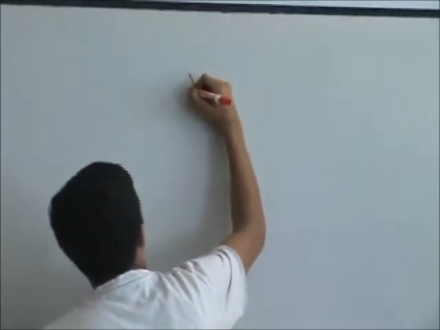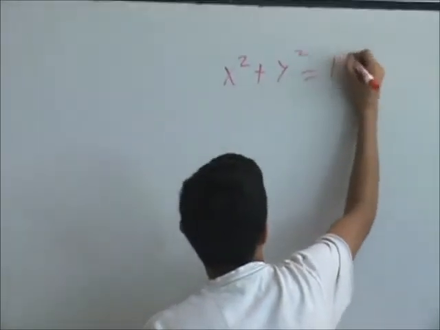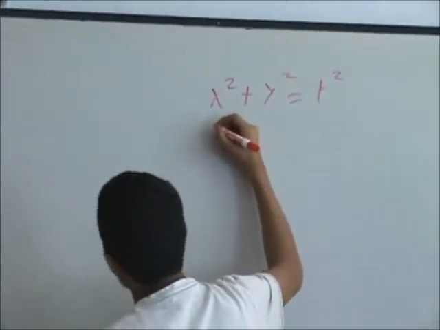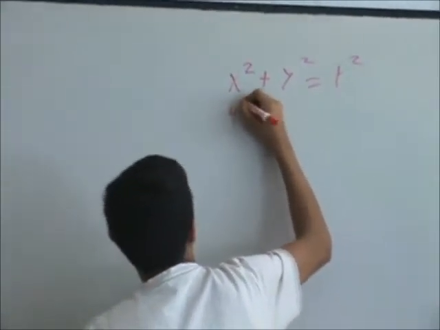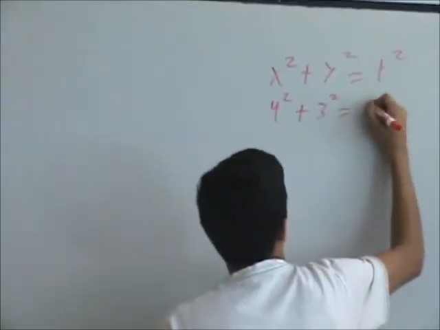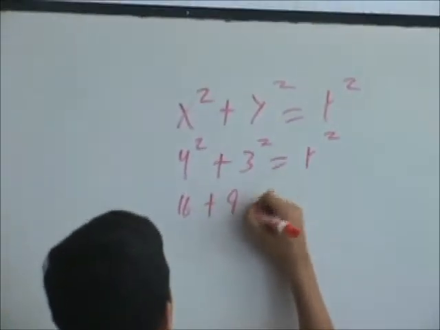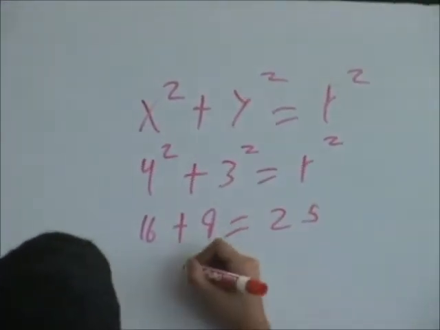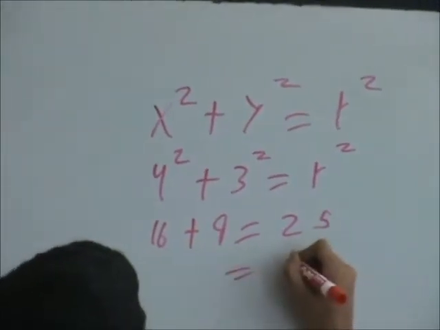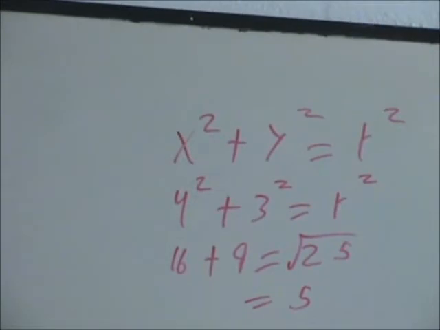To do this, we're going to use the Pythagorean theorem, which is x squared plus y squared equals r squared. We plug in our values and we have 4 squared plus 3 squared equals r squared. 16 plus 9 is equal to 25, take the square root of that and you get 5. So the answer is 5 kilometers.